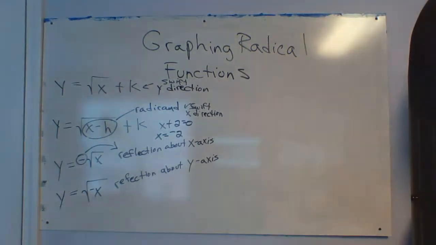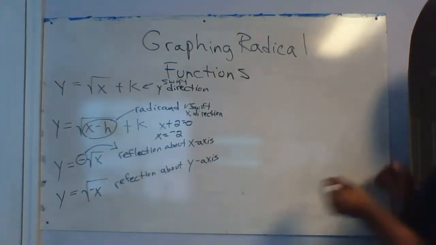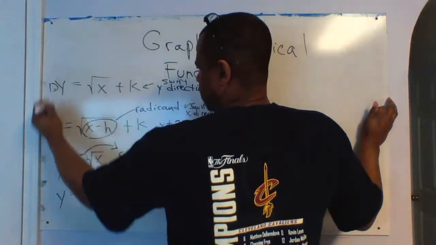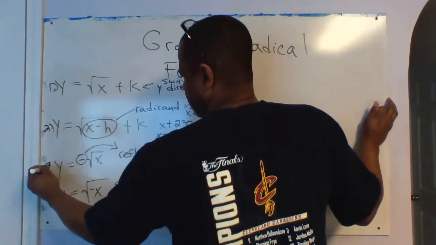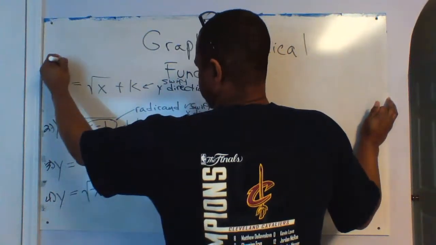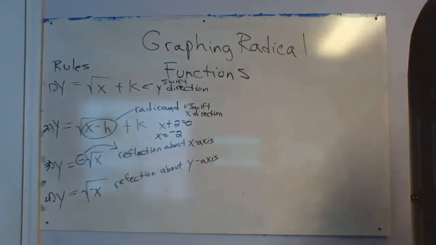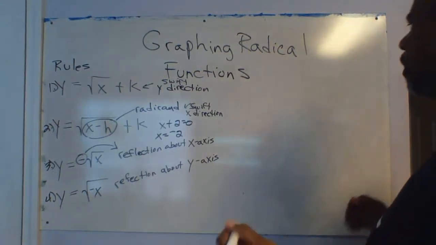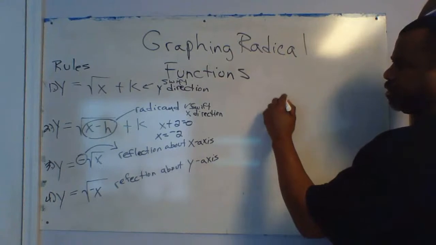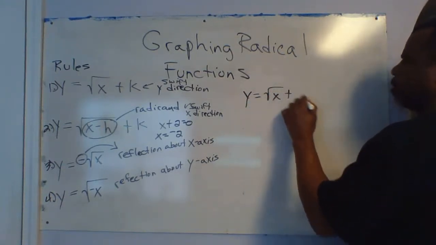All right. So what we want to do here, we're going to do these three things to this graph. Okay. So we're going to put this 1. We'll let this be 2. Let this be 3. Let this be 4. And we'll put rules here. All right. So let's see if we have a function. y is equal to the square root of x plus 3.